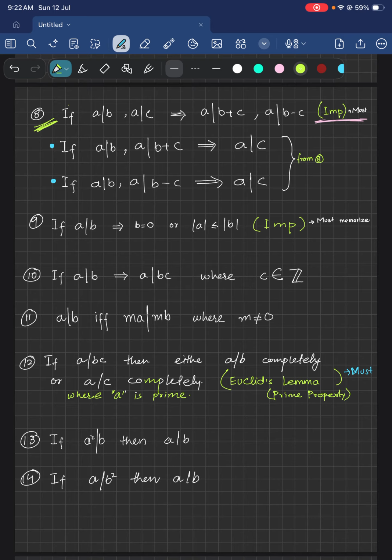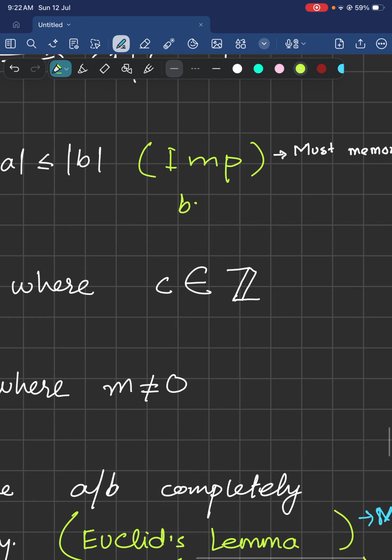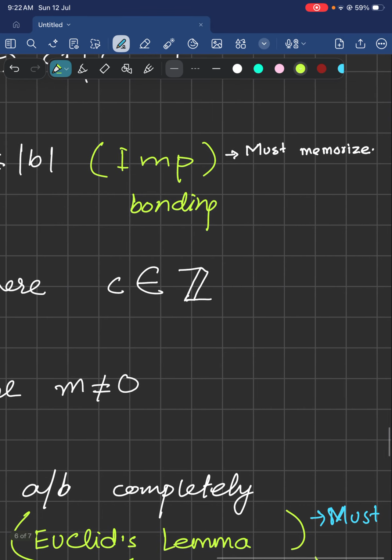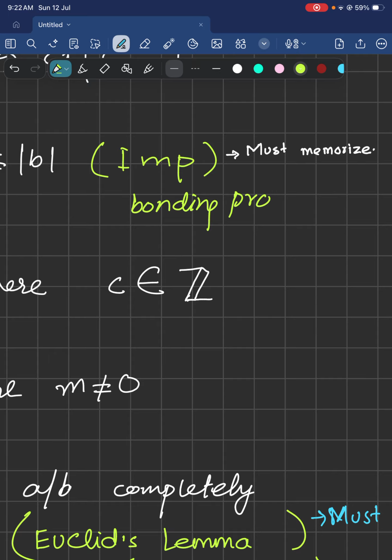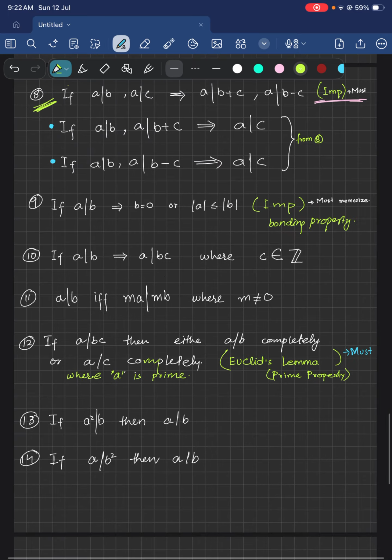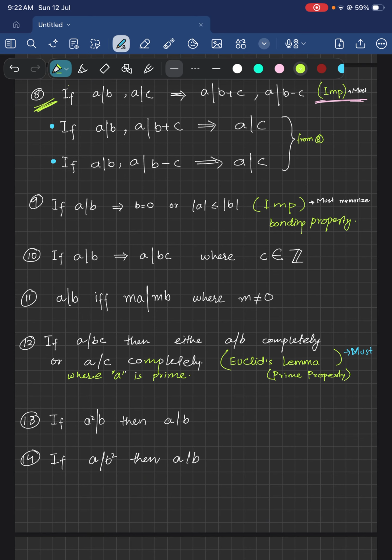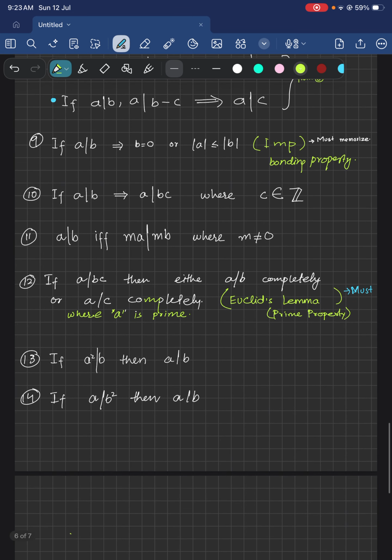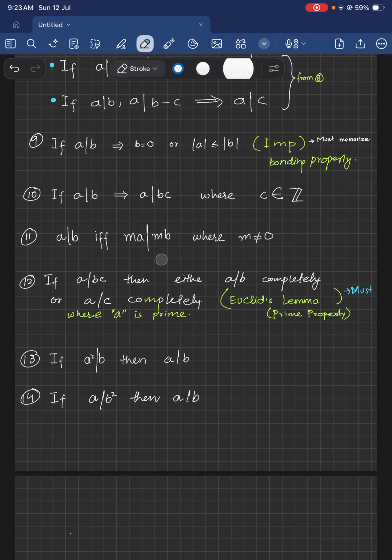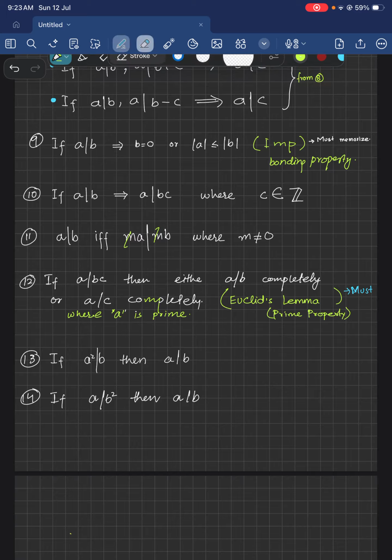And the very next, property number 9, is known as the bounding property, and it is very, very important. It is a must-memorize property, because it is used a lot. It helps a lot in solving questions. If A divides B, then B is either equal to 0 or the modulus of A is less than or equal to the modulus of B. This property is used a lot in the questions, we would see. And property number 10 is, if a divides b, then a divides b multiplied with any integer. If a divides b and they are multiplied with any integer m, it would also divide itself, because m would cancel out with m, leaving you with a.